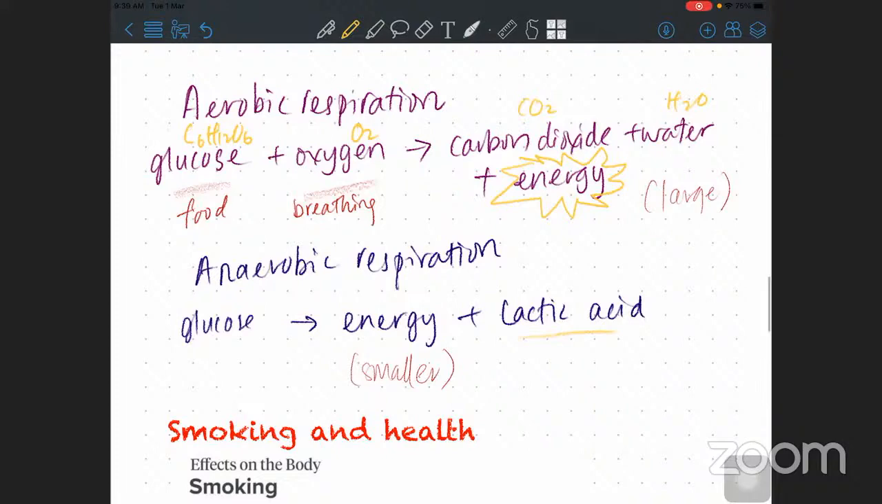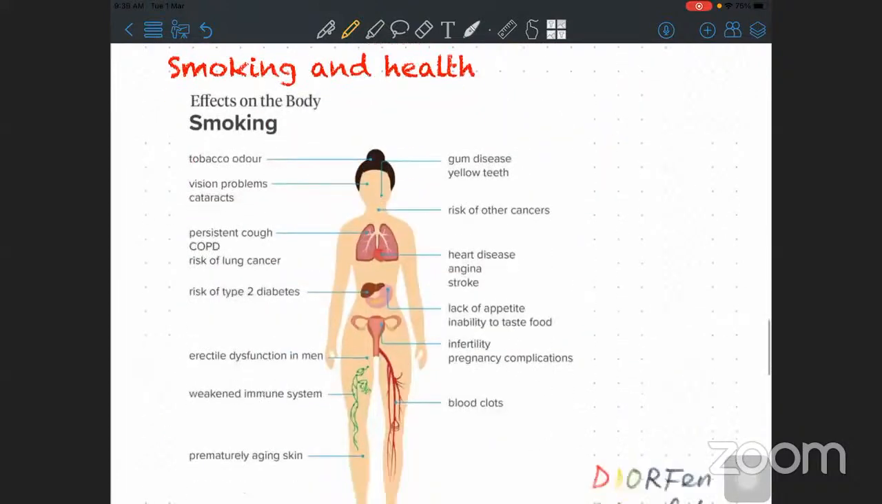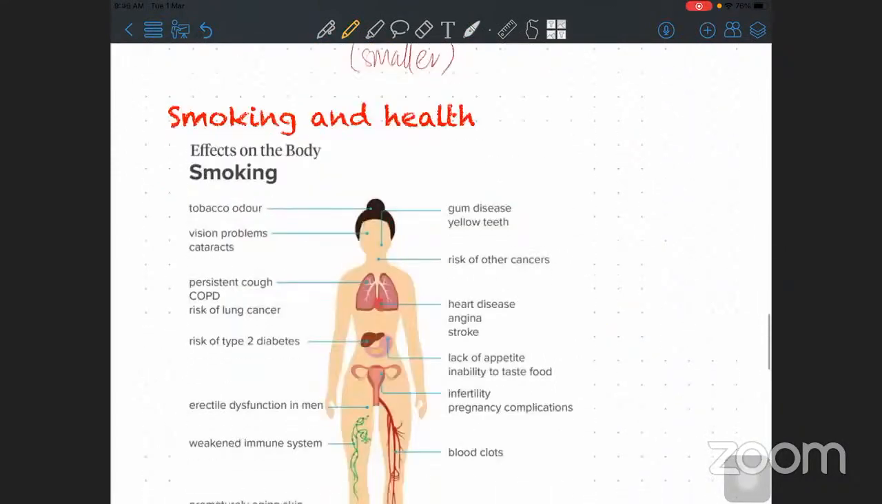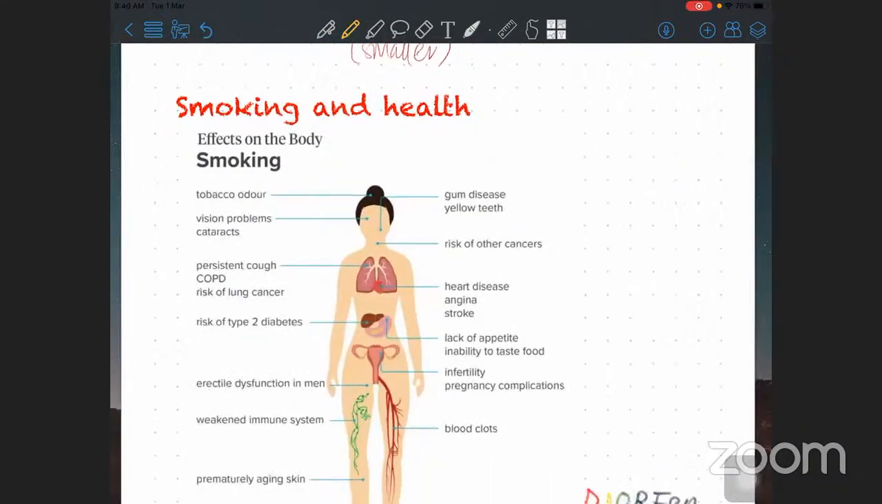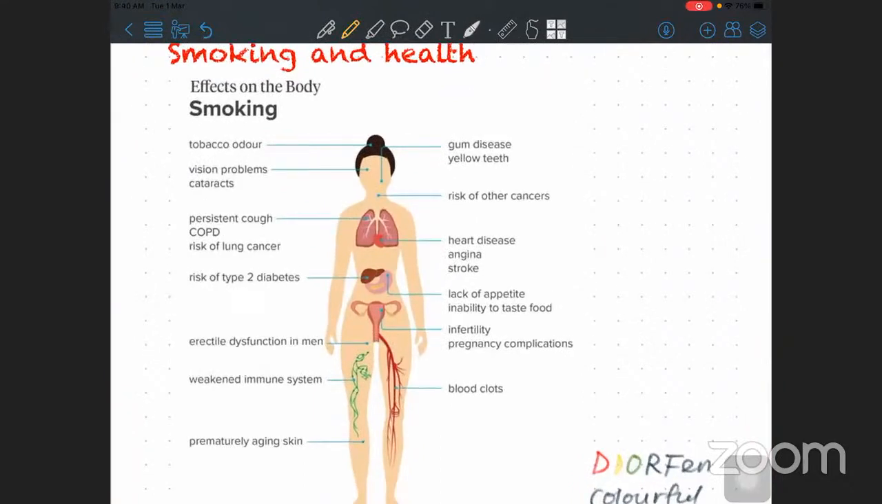Okay, the last part for today will be smoking and health disease. If you smoke or somebody smokes, inside we have some chemicals which will make you addicted.